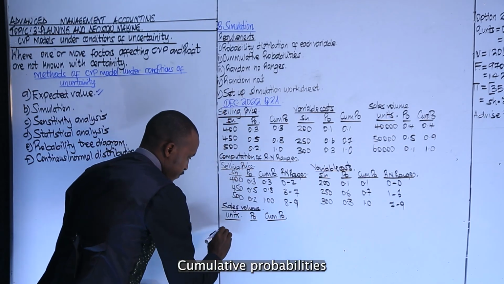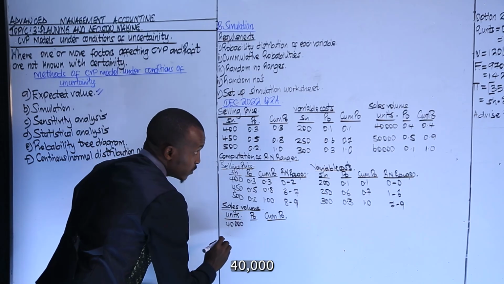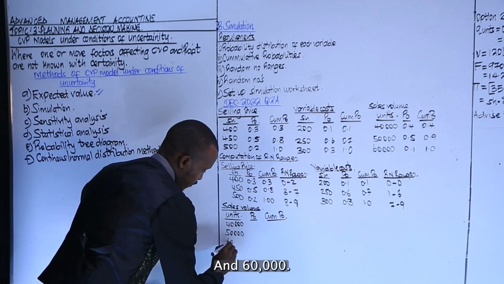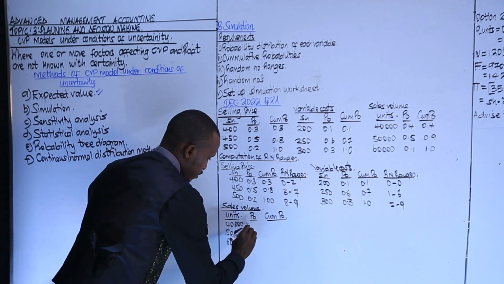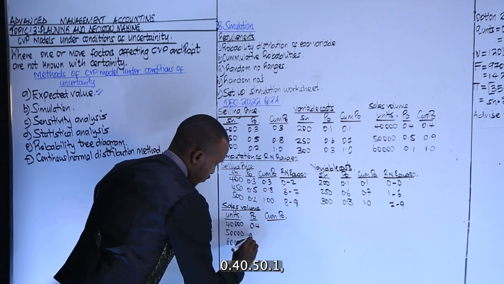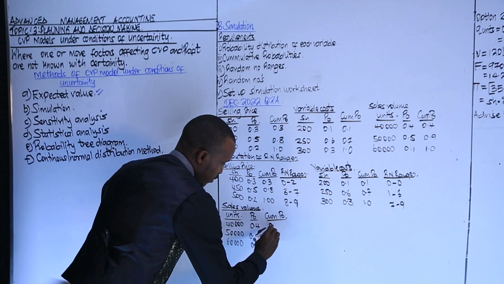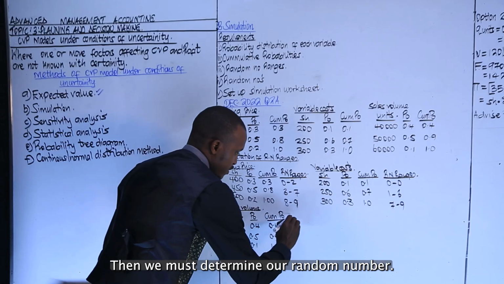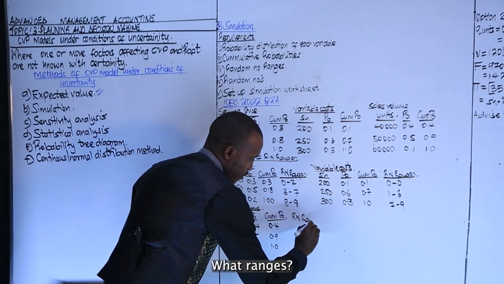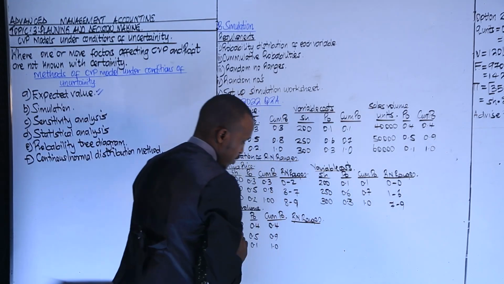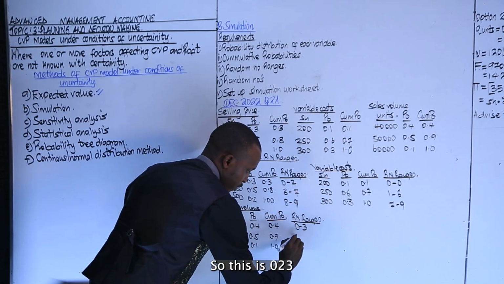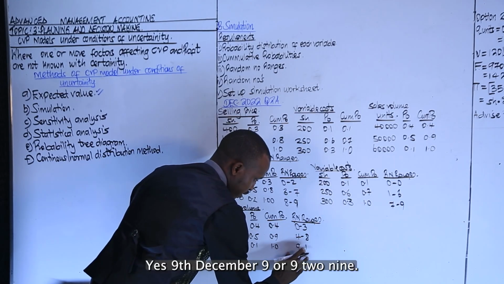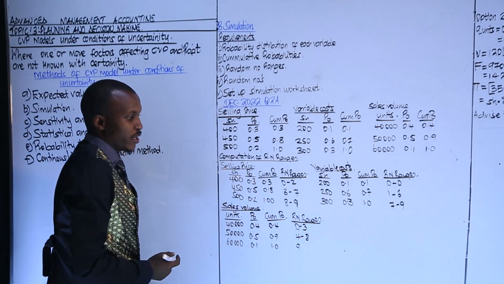Cumulative probabilities: 40,000, 50,000, and 60,000, with probabilities 0.4, 0.5, 0.1, and cumulative 0.4, 0.9, and 1.0. Then we must determine our random number ranges. So this is 0 to 3, 4 to 8, 9 to 9, no problem.